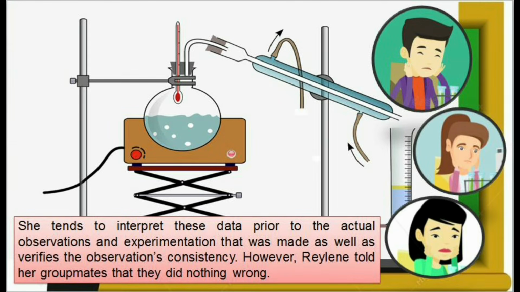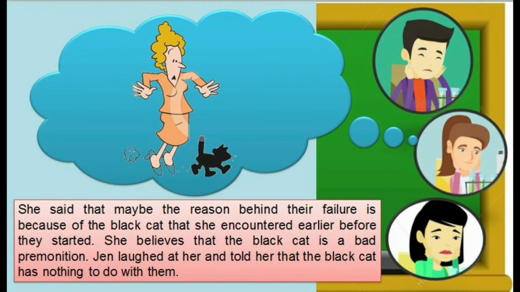She tends to interpret this data prior to the actual observations and experimentation that was made as well as verifies the observations' consistency. However, Raylene told her groupmates that they did nothing wrong. She said that maybe the reason behind their failure is because of the black cat that she encountered earlier before they started. She believes that the black cat is a bad premonition.